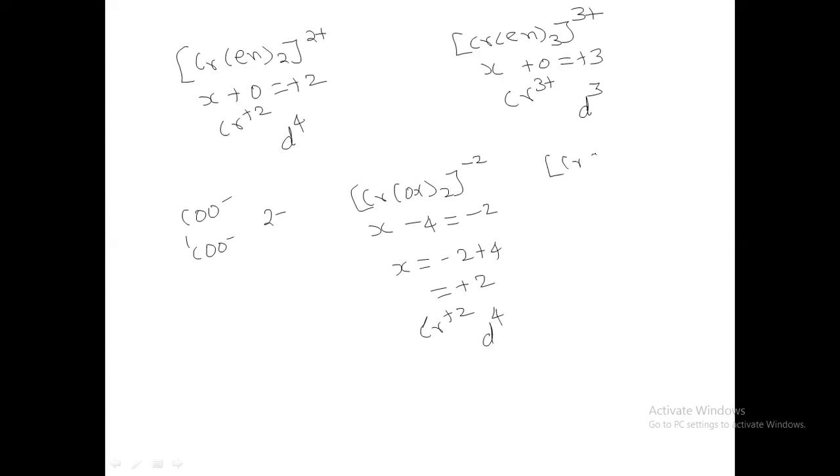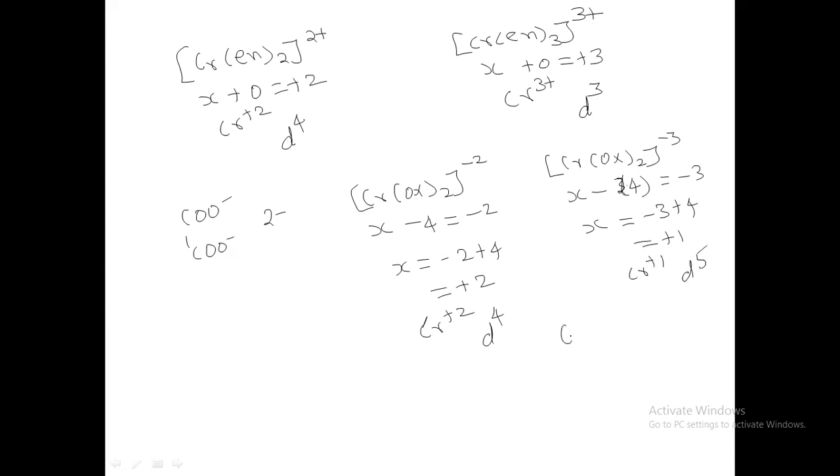By this way, I can modify the charge. Chromium oxalate twice. Chromium X, each oxalate contribution minus 2. So 2 into minus 2, we will have minus 4. Now I will make the overall charge minus 3. So what will happen? X minus 4 is equal to minus 3, X is equal to minus 3 plus 4, you will have a plus 1 oxidation state. So chromium in the plus 1 oxidation state, so d5 configuration.